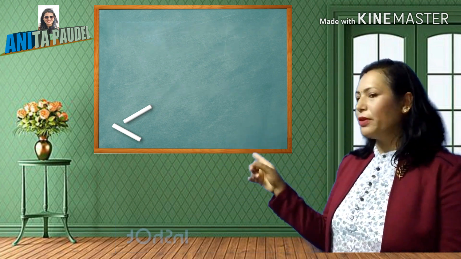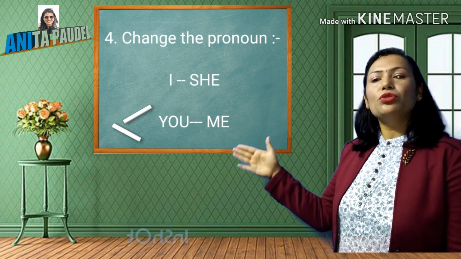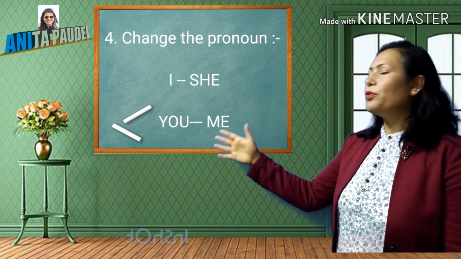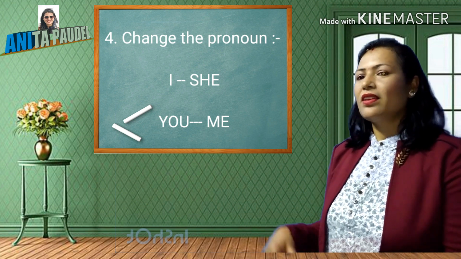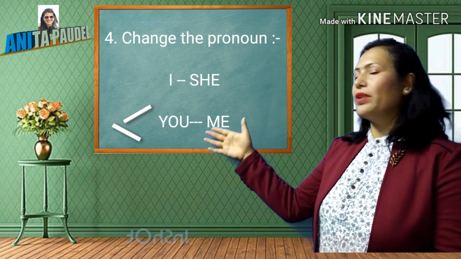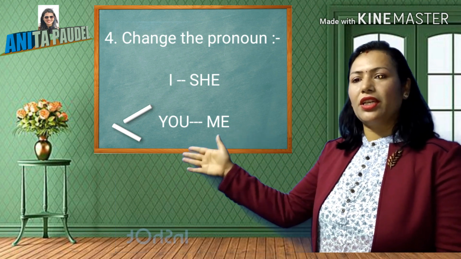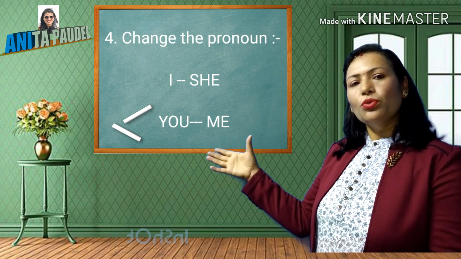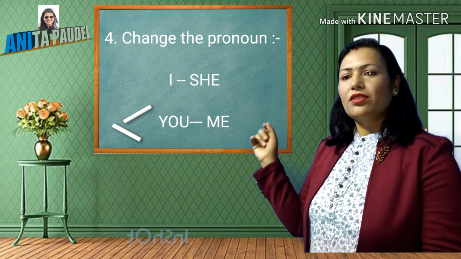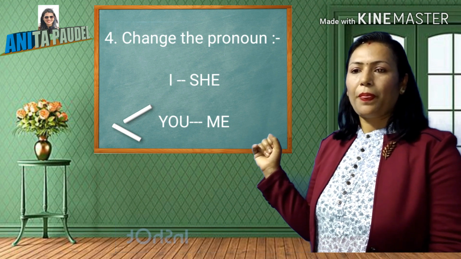As I already mentioned before, the fourth step that we need to do is change the pronoun. Here, I is the first person. I refers to Resma. So, it becomes the third person, that is she. Similarly, you is the second person. So, it refers to me. So, it is changed into me.